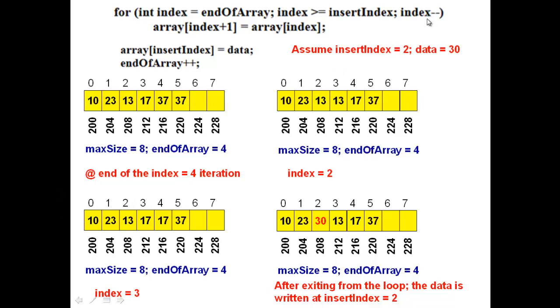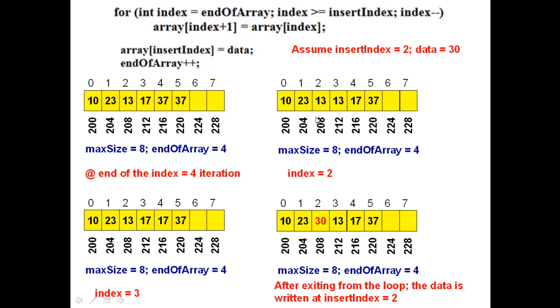Now go back and again decrement index. So index is now 2 minus 1, which is 1. We'll check 1 greater than or equal to 2. That is false. So that's the time we come out of this for loop, and insert index is 2. That's not changed. So array of insert index, which is 2, is now set with the value that we want. So at index 2 we are now going to write the 30, the new data, instead of 13. You're going to have 30.